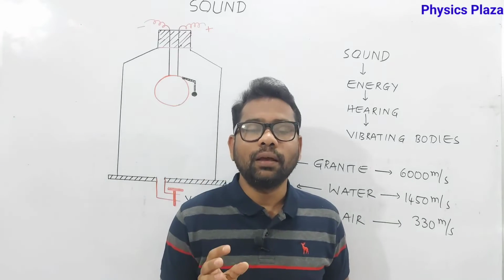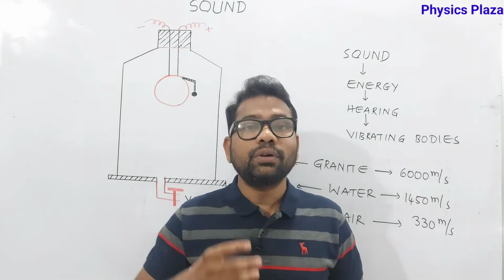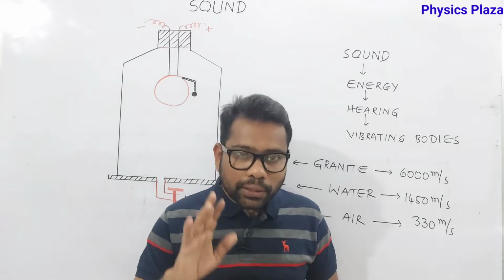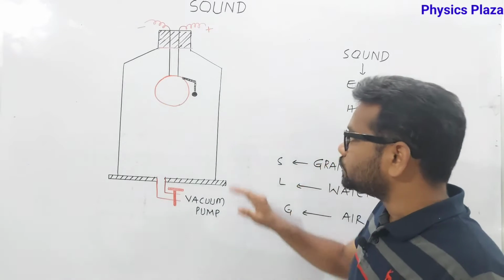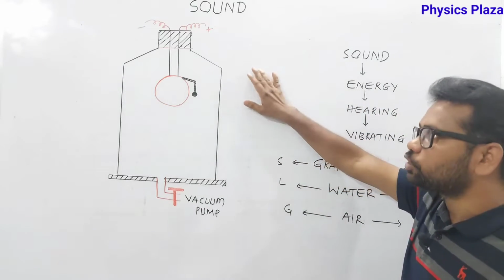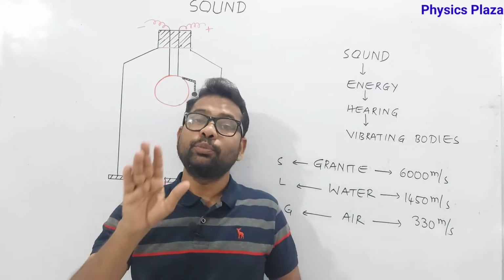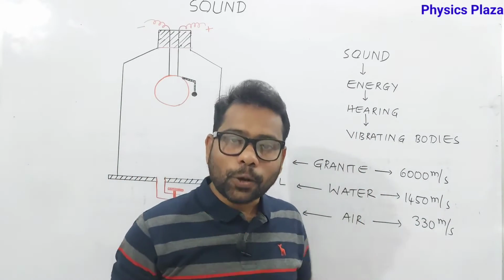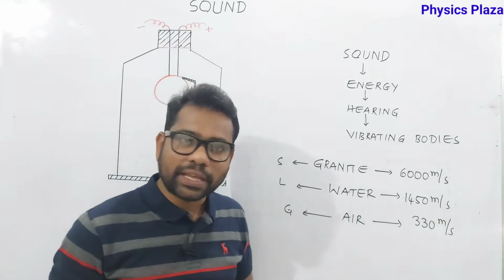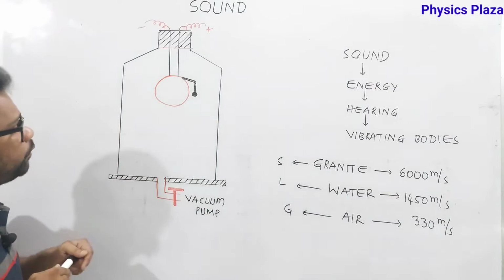But practically, how can we prove that sound cannot travel through a vacuum? Children, for that, the best experimental setup we have is the bell jar experiment. Children, even in 6th, 7th standards you might have learned about it, but nothing is wrong in it. Just let us recall once again. So children, let us see what the arrangement is.